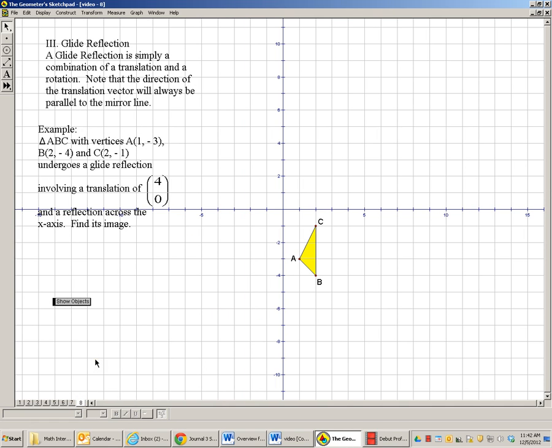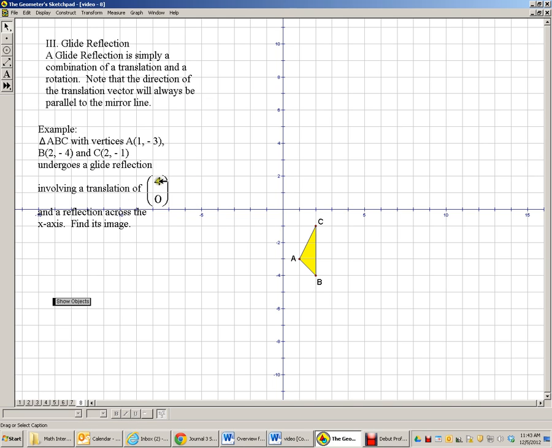Okay, the last thing in my crash course for this part, for video 1, glide reflection. And a glide reflection is simply a combination of a translation and a reflection. One thing to note is it's not just any old translation followed by any old reflection. The translation vector will always run parallel to the mirror line. That's an important aspect of the glide reflection to bear in mind.